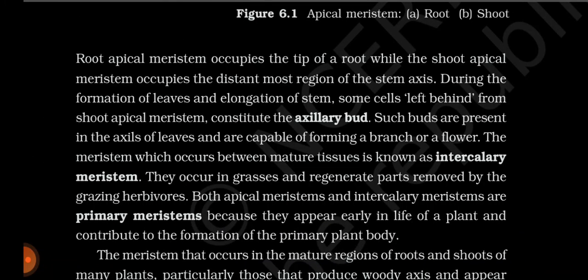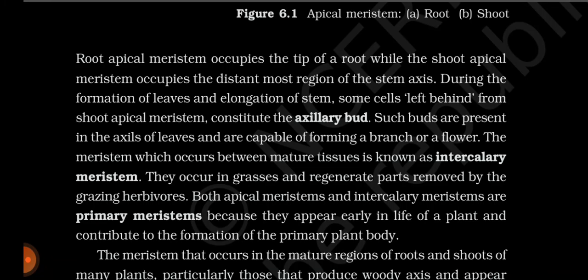Root apical meristem occupies the tip of root, while shoot apical meristem occupies the distant-most region of stem axis. During the formation of leaves and elongation of stem, some cells left behind from shoot apical meristem constitute the axillary bud. Such buds are present in axils of leaves and are capable of forming a branch or a flower.